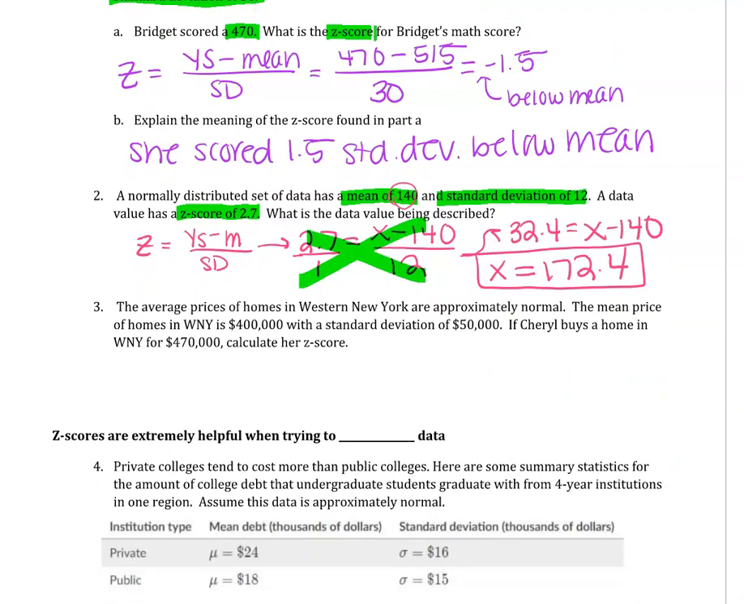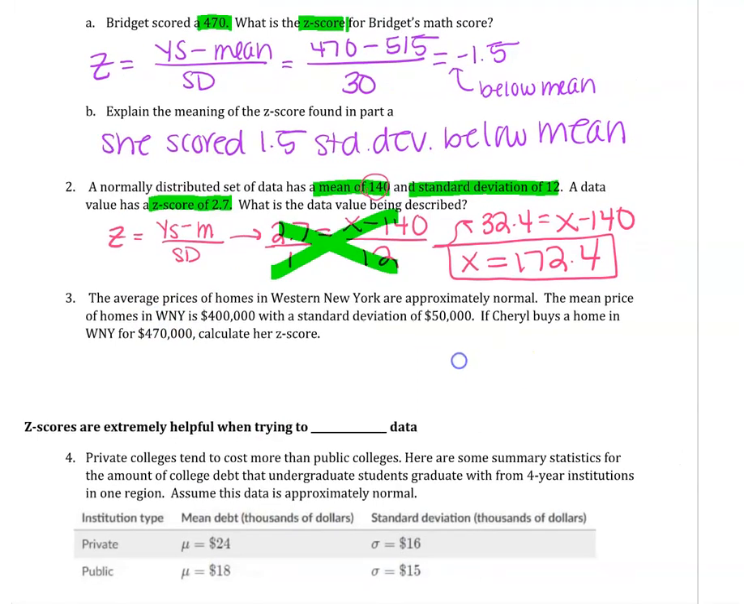Okay, the average price of homes in Western New York is approximately normal. The mean price of homes in Western New York is $400,000 with a standard deviation of $50,000. If Cheryl buys a home in Western New York for $470,000, calculate her z-score.